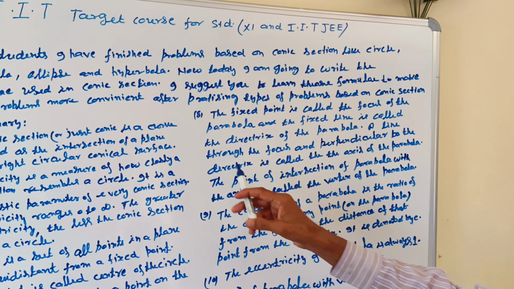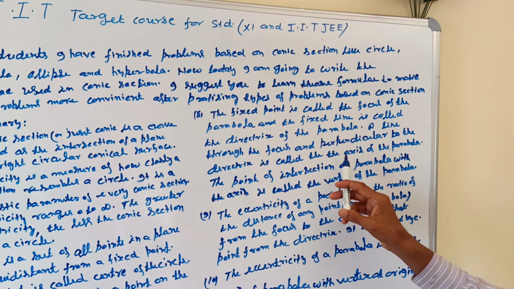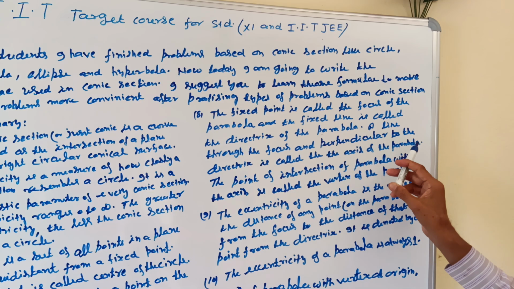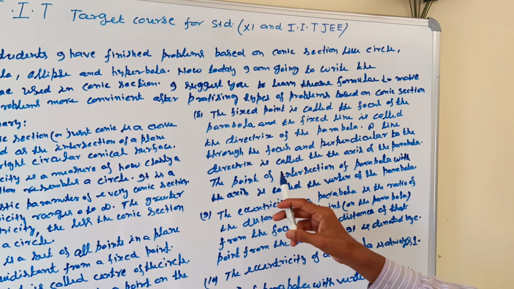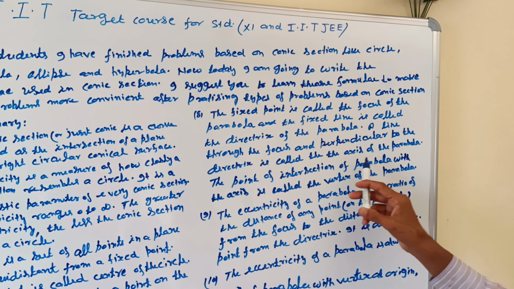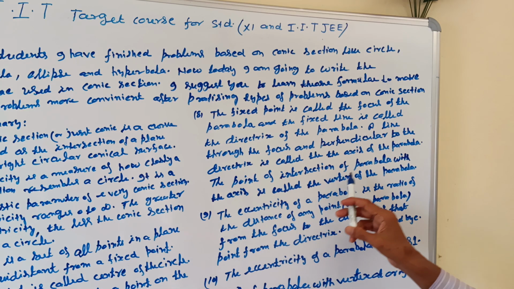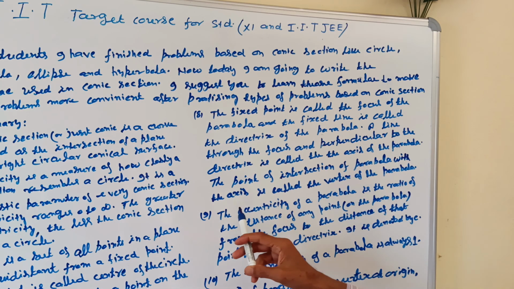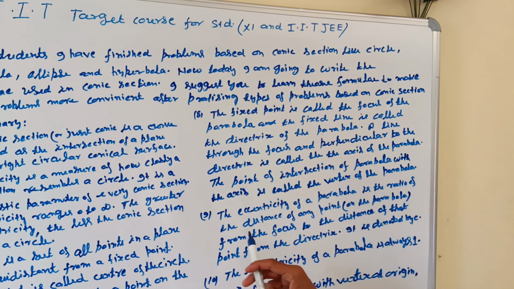A line through the focus and perpendicular to the directrix is called the axis of the parabola. The point of intersection of parabola with the axis is called the vertex of the parabola.